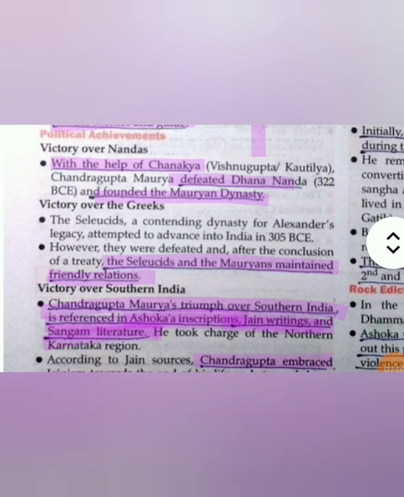Chandragupta embraced Jainism towards the end of his life and stepped down from the throne in favor of his son. When Chandragupta grew old at the end of his life, he embraced Jainism. Before, he was a Brahmin, but now he embraced Jainism towards the end of his life, and he gave up the throne in favor of his son Bindusara.